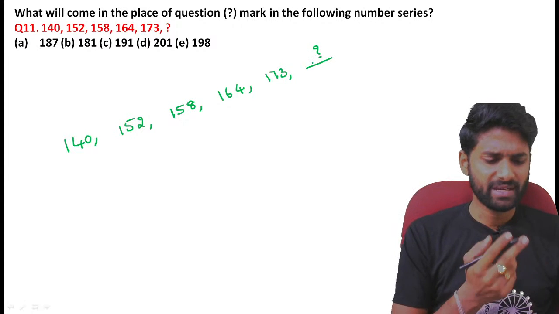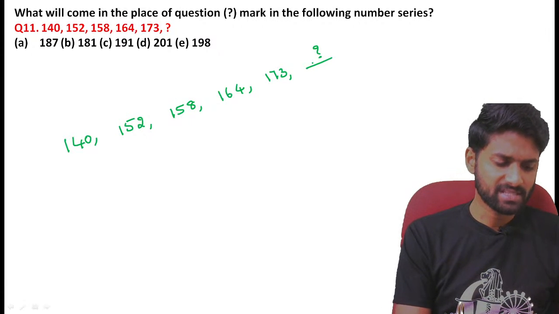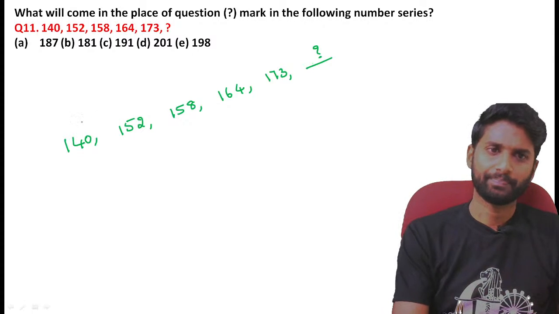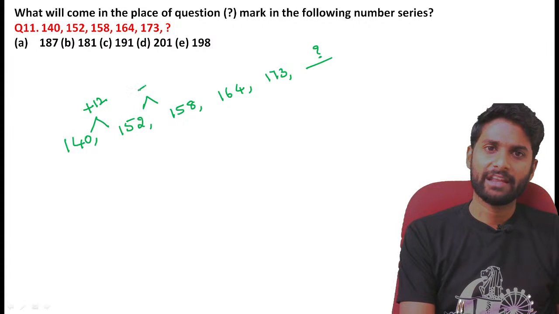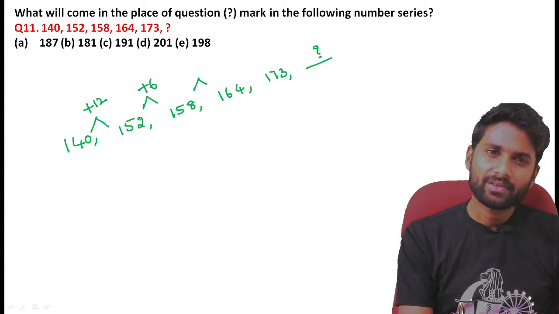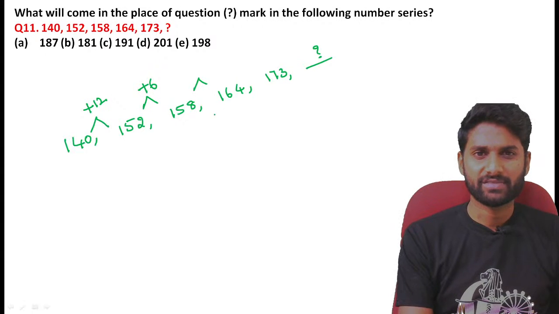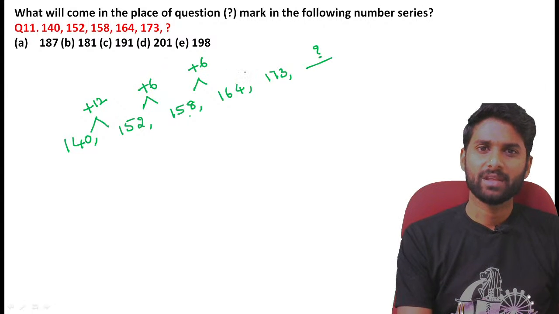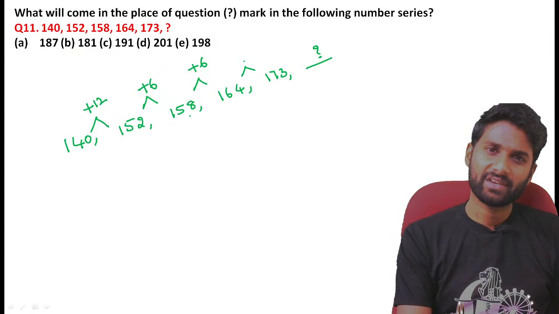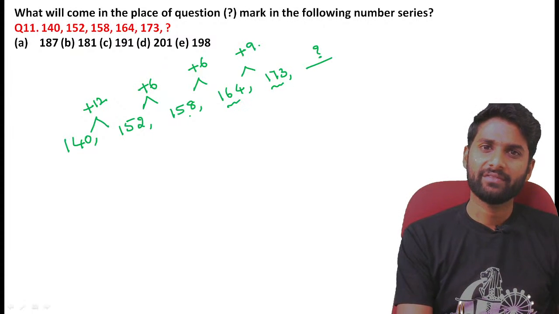If the numbers are increasing slowly, as I have mentioned many times, guys, you just find the difference. If the numbers suddenly increase, just go through the multiplication. Now see, here I am adding only 12. Here now I am adding 6. It's only 6 again. 158 becomes 164. Again, we just add 6. Now 164 becomes 173, which means we just add 9.